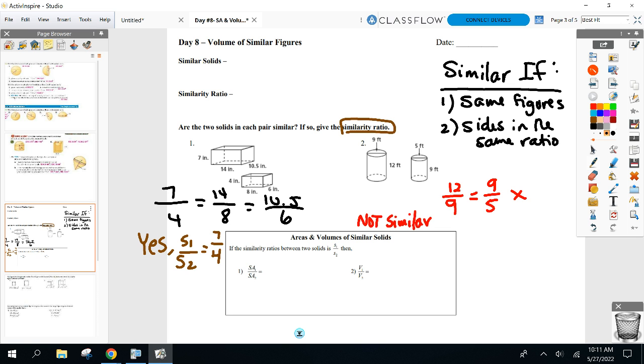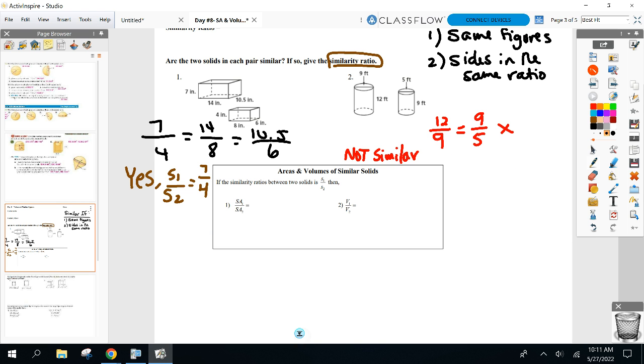All good. All right, now let's talk about how the S1 over S2 compares to the surface areas. I think you guys could probably just teach this right now. If I know the similarity ratio, do you think, based on what we've done already in Unit 11, that's in the same ratio as the surface areas? So if, for instance, number 1, 7 over 4 was the similarity ratio, do you think their surface areas are in a ratio of 7 to 4?